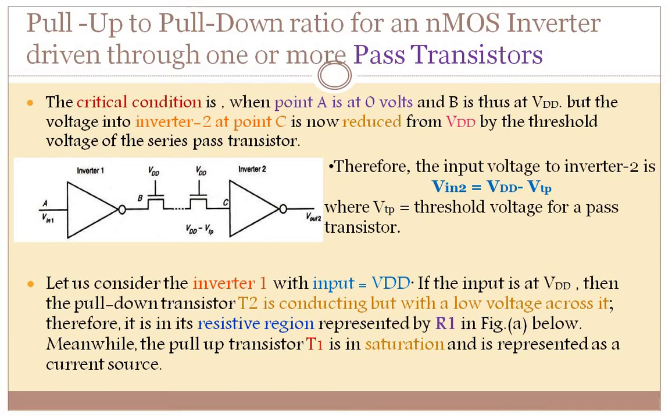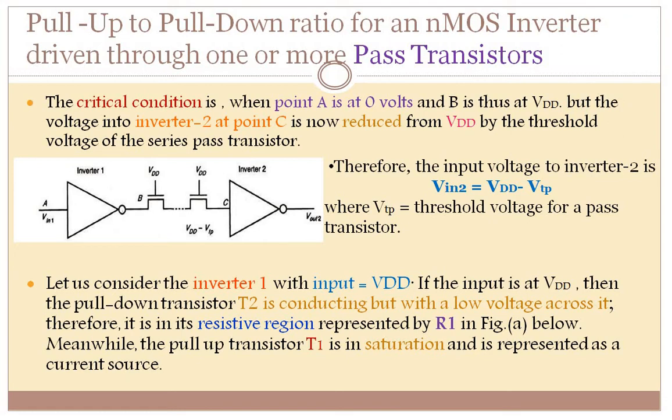Clear? Now let us consider inverter 1, with the input of VDD. If the input is at VDD, then the pull down transistor T2 is conducting, but with a low voltage across it. Therefore it will be in the resistive region, and that is represented as R1. The figure I will show on the next page. Meanwhile the pull up transistor T1 is in saturation.